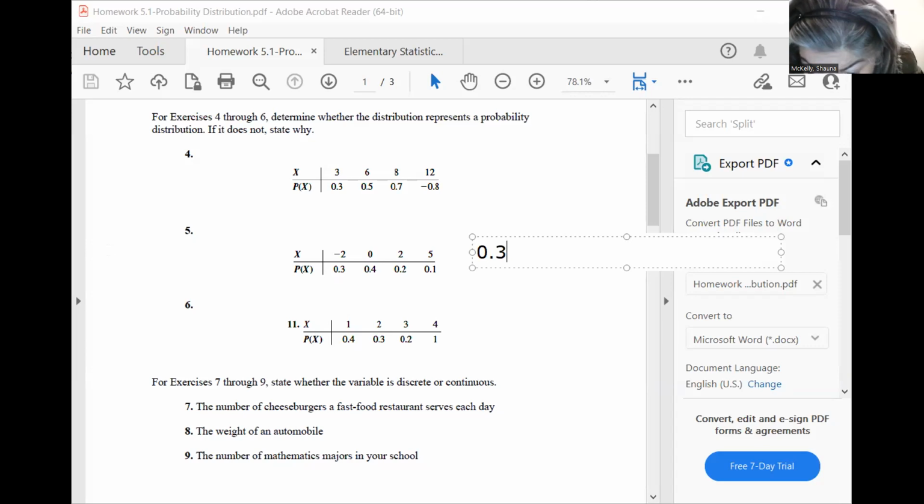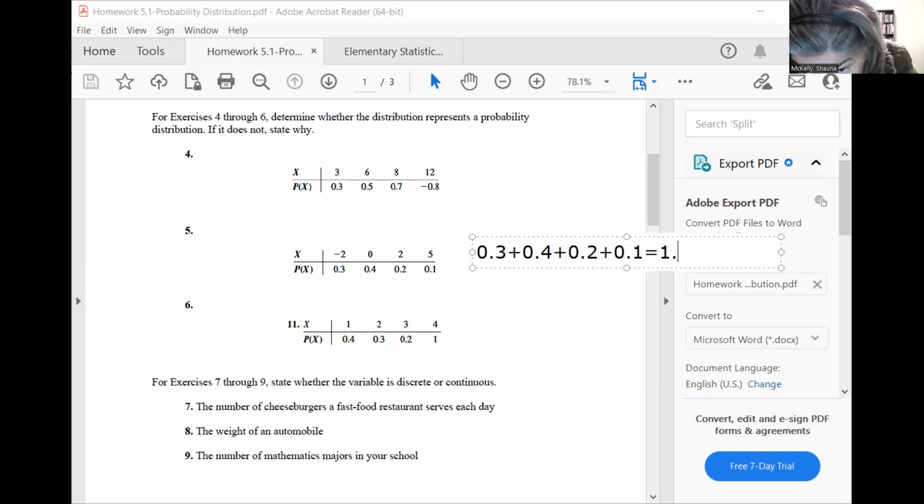0.3 plus 0.4 plus 0.2 plus 0.1. Okay, well, if you add that up, and you can use a calculator to help you, 0.3, 0.4, that's 0.7, plus 0.2 is 0.9. This adds up to 1.